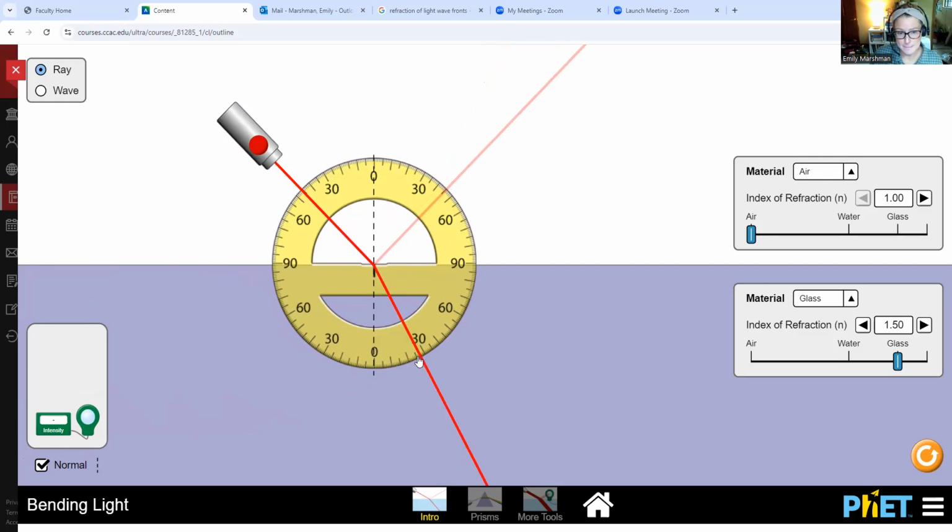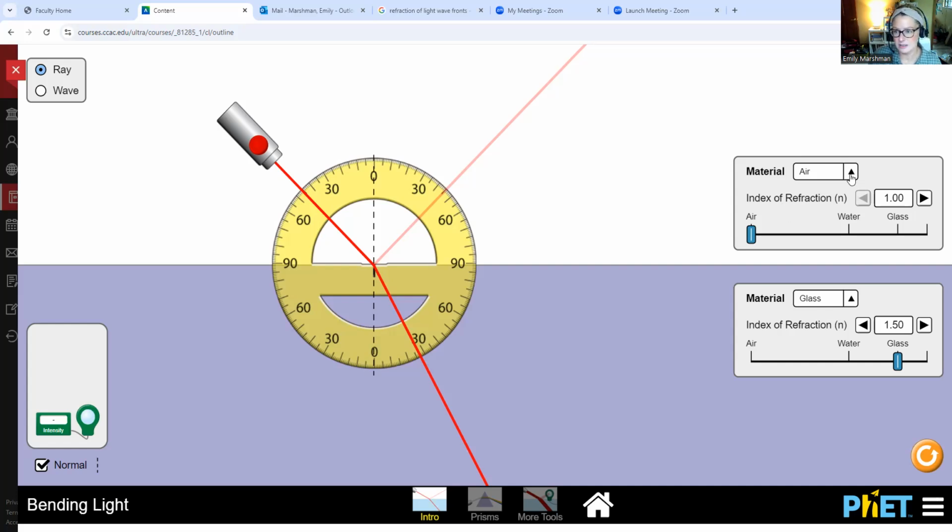Do you see that? So notice that when I went from air, which has a small index of refraction, to glass, which has a higher index of refraction, the speed of the light traveling into the glass gets reduced and it bends towards the normal to the surface. This angle is going to be smaller.